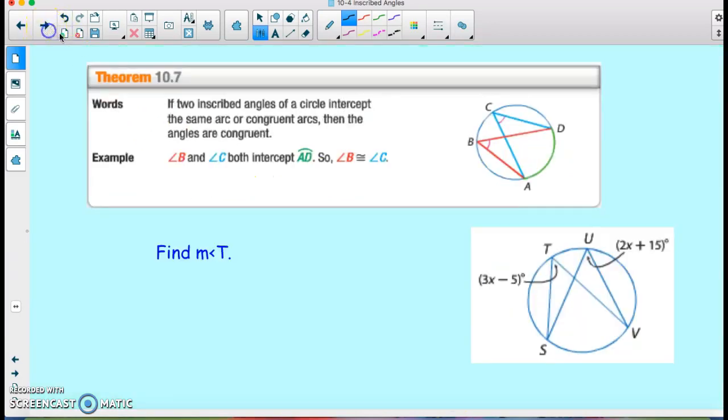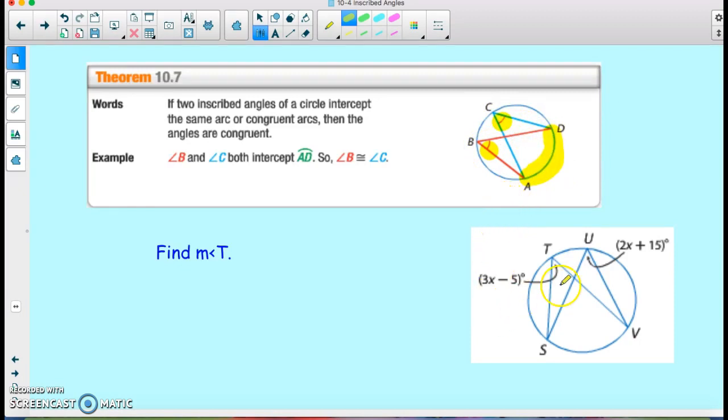Okay. All right, next theorem. This one says if two inscribed angles of a circle intercept the same arc or congruent arcs, then the angles are congruent. See here how they both intercept the same arc. Then that means they're going to be congruent angles.